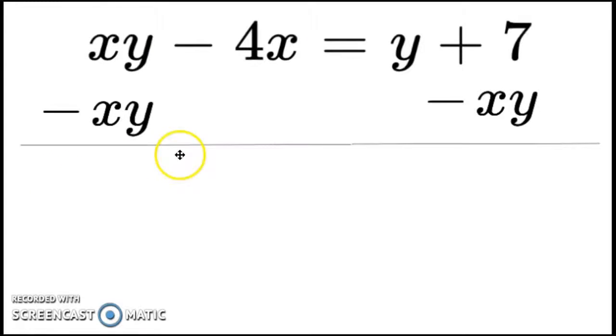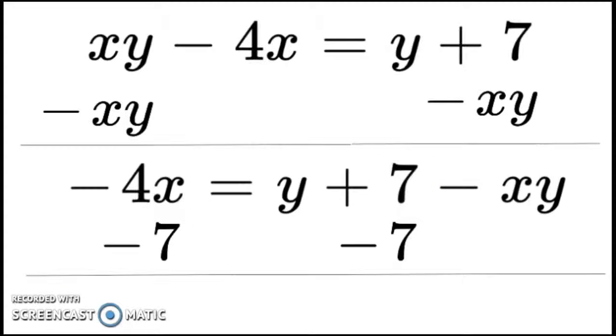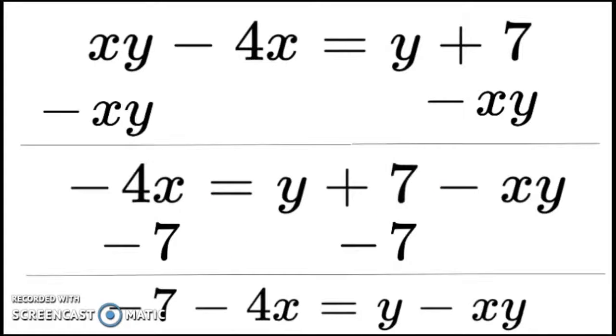Doing so will leave me with a negative 4x on the left, and on this side I'll have y plus 7 minus xy. Okay, so now I notice that it's not just y's on this side. I have a 7 there that I'm going to have to move. To move this 7, I'm going to have to subtract it because it's being added on this side. So subtracting 7 on both sides, I'll end up with negative 7 minus 4x equals y minus xy.